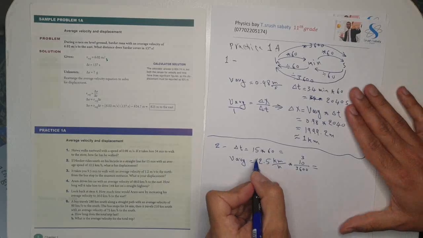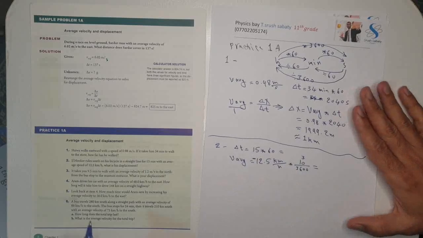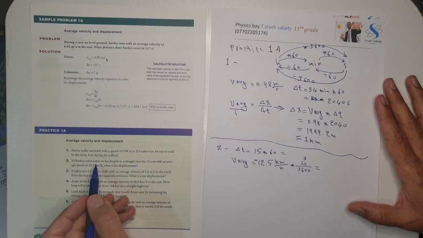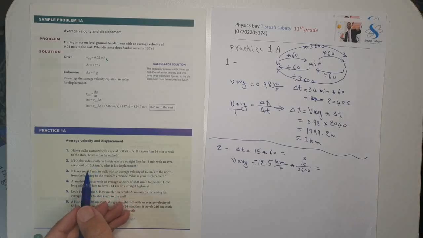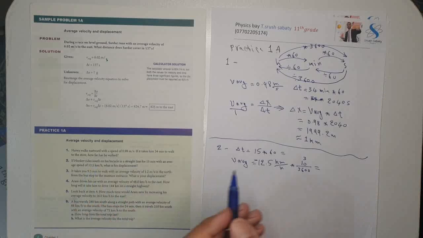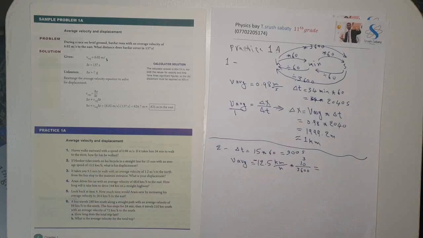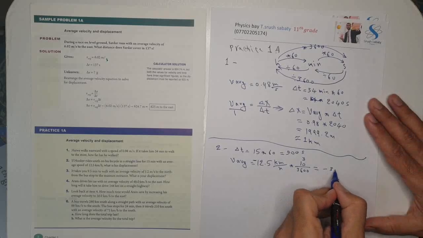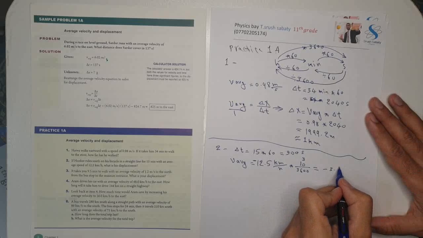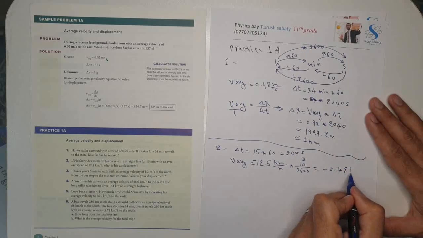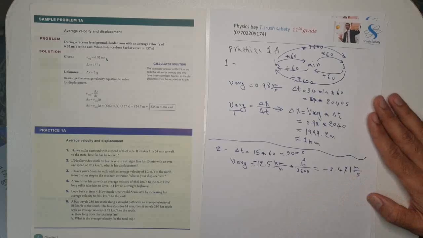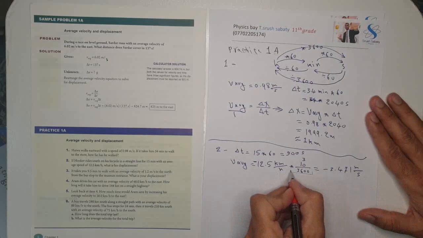Of course it must be negative because of what? It said toward south. Okay, and the result also will be negative. The result of it is equal to minus 3.471 meter per second.